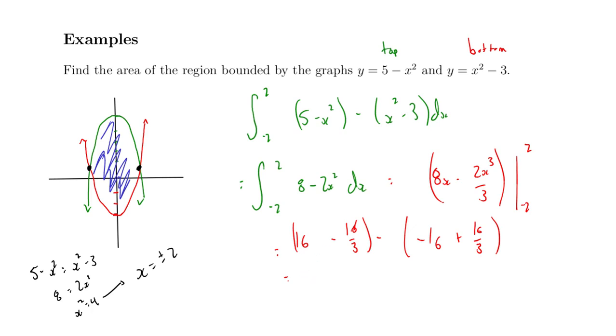All right, so what is this? 16 plus 16 was 32 minus 32 thirds. So that's going to be, is that 64 thirds? Is that right? I think so. It's 32 times 1 minus a third, 32 times 2 thirds, 64 thirds. That's the size of this blue region that we've got here.